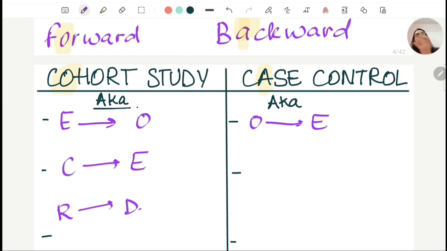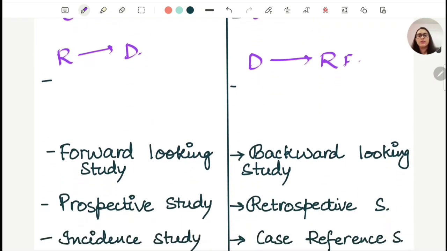In case control study, we are going backward in time. So it is an effect to cause study, or disease to risk factor study: the disease has already occurred and then we are finding the risk factor. Cohort study is also known as forward looking study. So, cohort O we have, and case control A we have. Case control study is also known as the backward looking study.